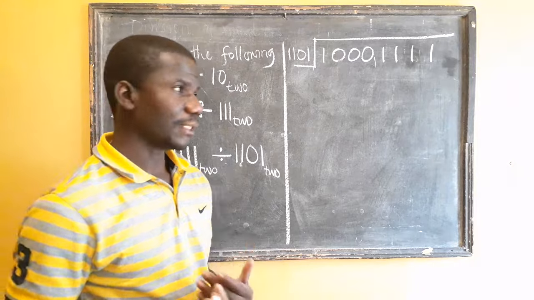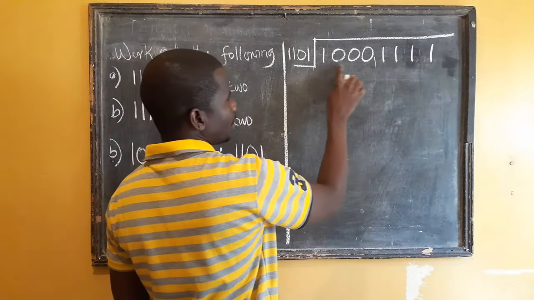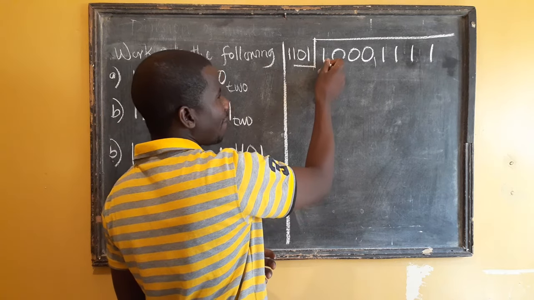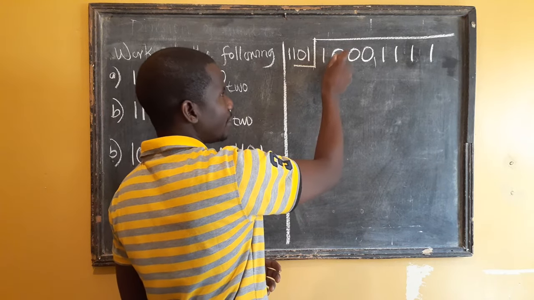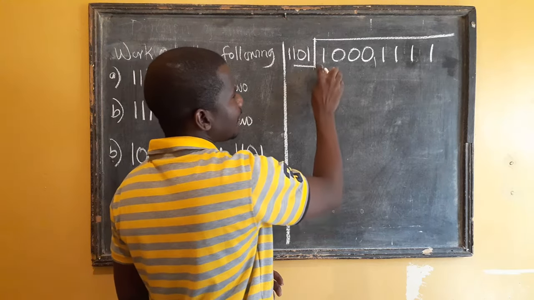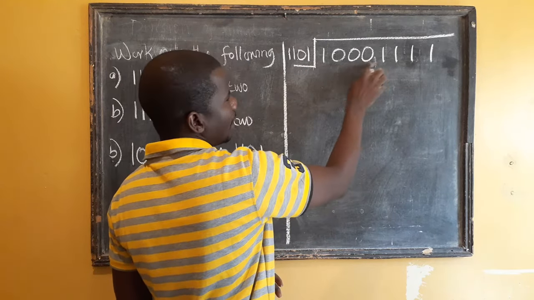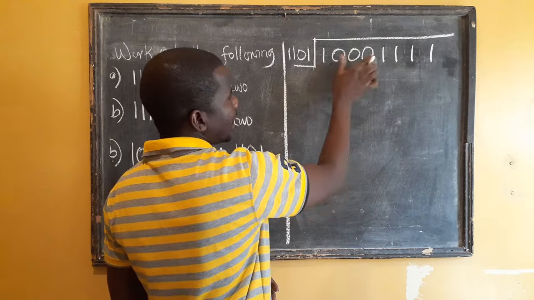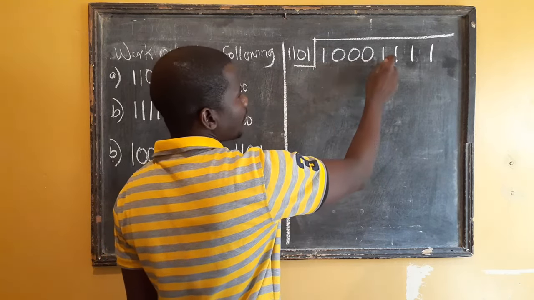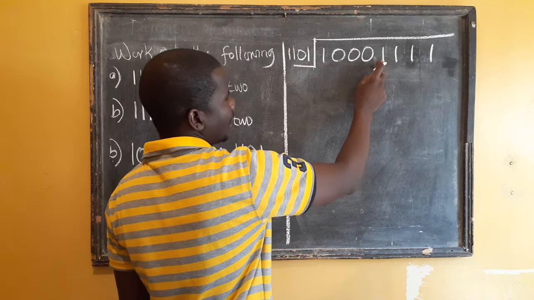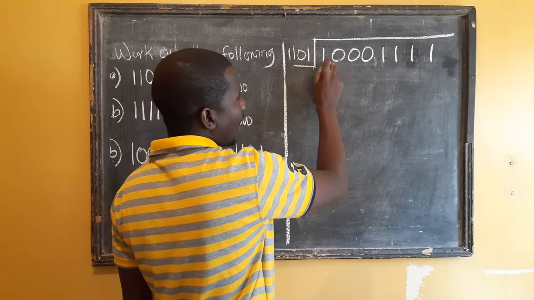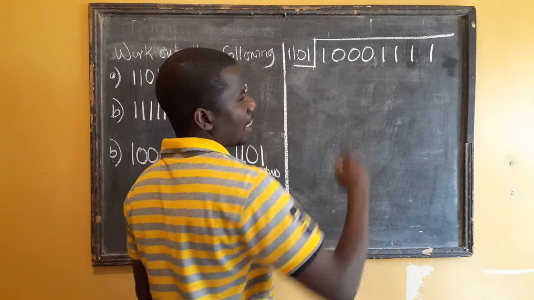You're going to notice that the first 4 digits here are less than this one. Because here, after the first one, the next digit is 0. Here, the next digit is 1. So that means that if we go for the first 4, this number is less than the divisor. So we need to go up to the fifth one. Okay? And this can go into 1001. And how many times?